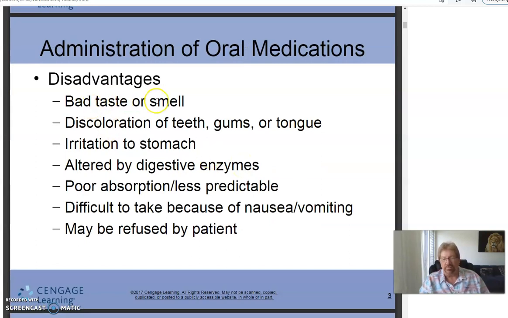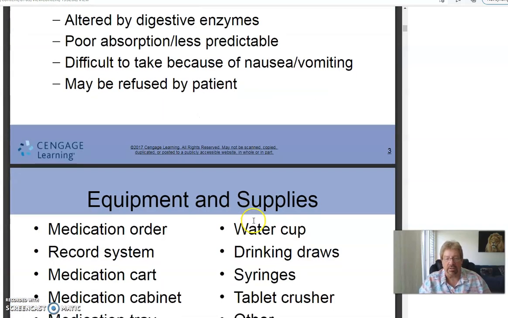Disadvantages: sometimes they taste bad or smell bad. Certain drugs can discolor your teeth, gums, tongue. A lot of meds can irritate your stomach. They can be altered by digestive enzymes, which is why, for example, insulin cannot be taken orally. Poor absorption, less predictable. Difficult to take if the patient is suffering from a lot of nausea and vomiting. Or maybe it's flatly refused by the patient. I ain't taking no pill, that kind of thing.